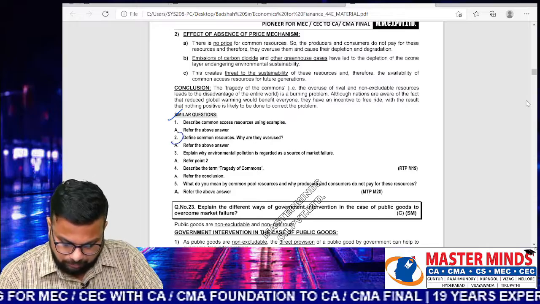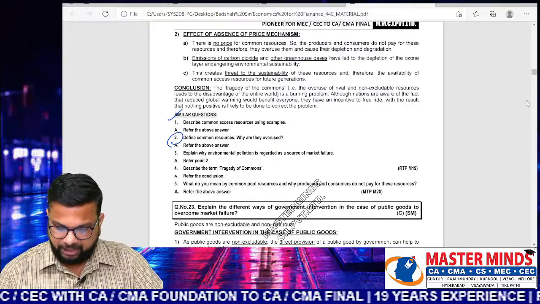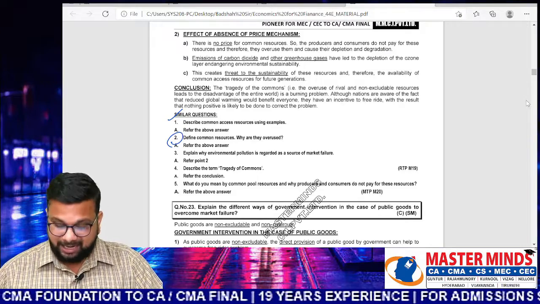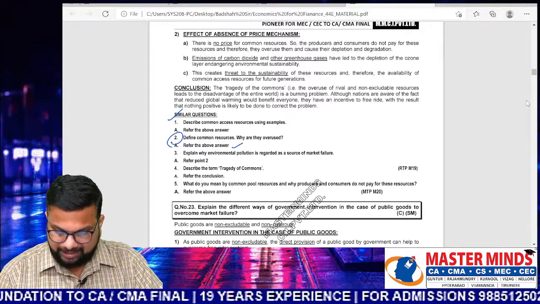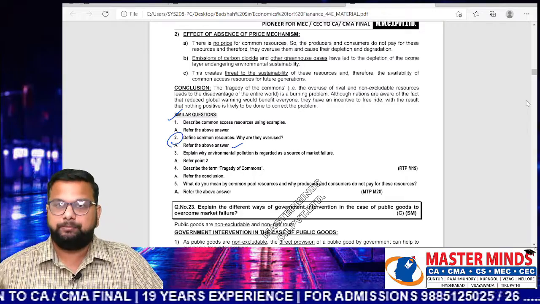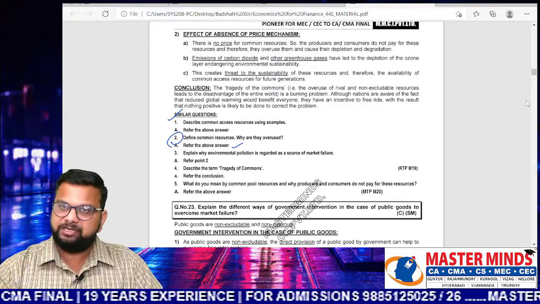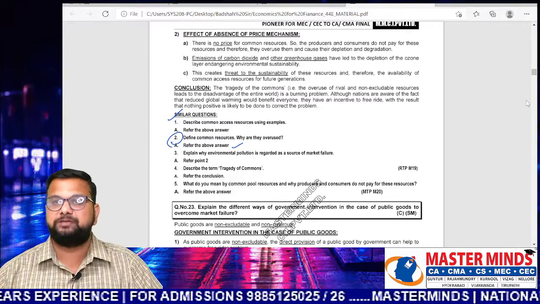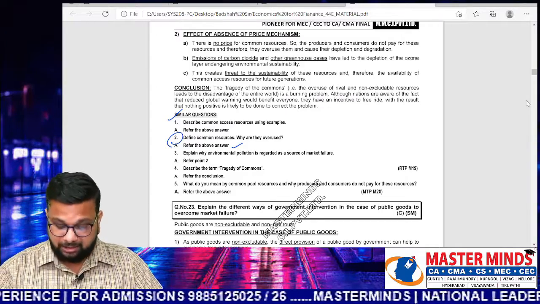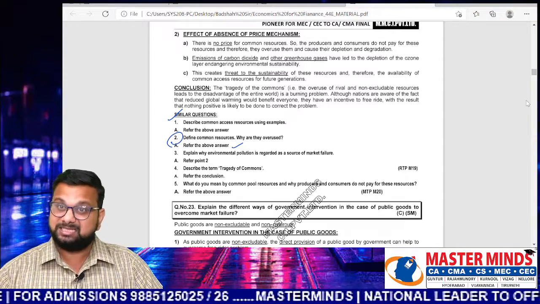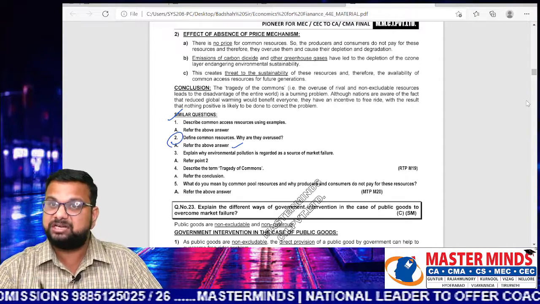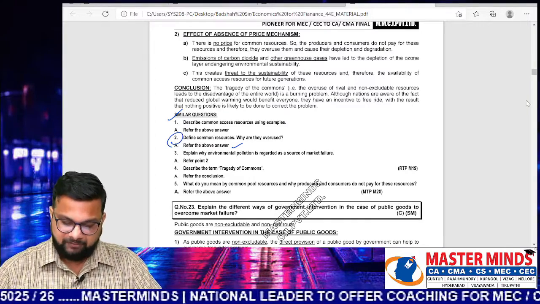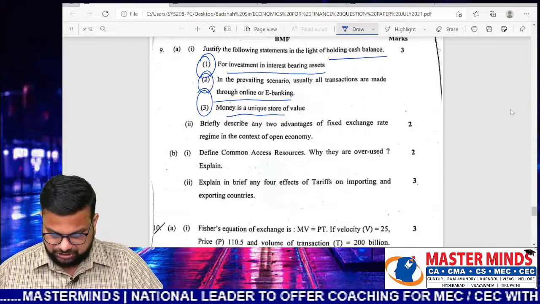If you look at question number 2, we have given the same question: define common resource. Why are they overused? And as the answer, we asked you to write the entire answer. So the main question may be different, but for the convenience of students, we have given some similar questions below each respective question, so that a student can refer to these similar questions. Even if a question is asked in a different way in the examination, he can easily answer it. So it's a direct question again from our masterminds material. Next, Nana.